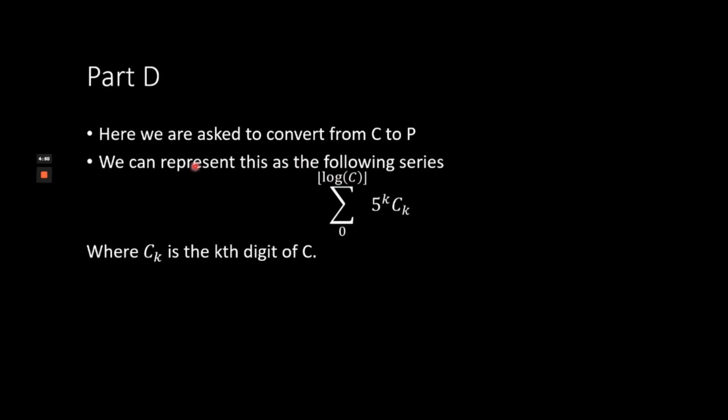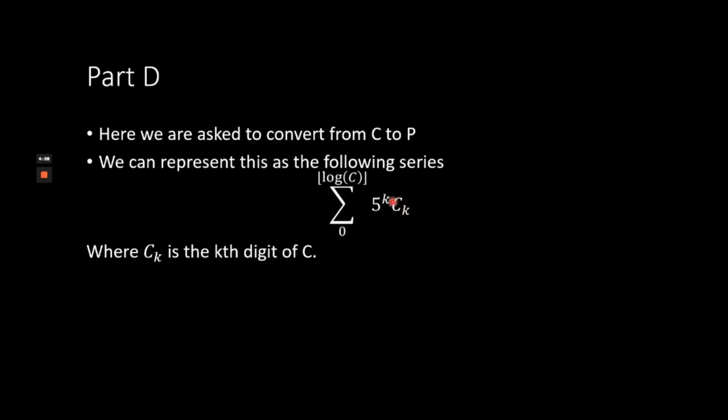Okay, now we are going to continue on to part D, where we are asked to convert back from c to p. Basically how this works is that we can represent this as the following series: the sum of 5 to the power of k times c_k, which is the kth digit of c, from 0 to the log of c. This right here tells us how many digits there are in c, and it is going to add them all up, weighted by how much each one is worth.